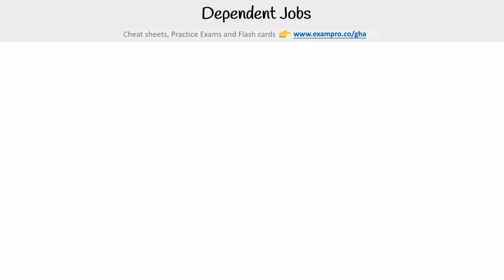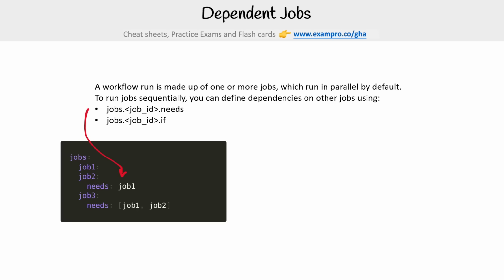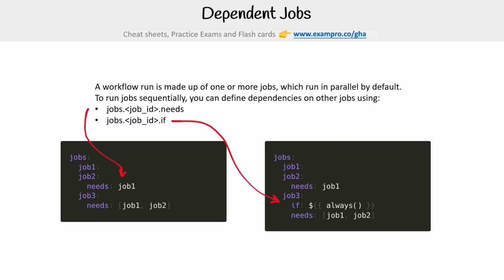Hey, this is Andrew Brown, and we're looking at dependent jobs. So a workflow run is made up of one or more jobs which run in parallel by default. To run sequentially, you can define dependencies on other jobs using the jobs.needs or if. So here we have an example of us using the needs. So it says job 2 needs job 1 to complete. And then on the other side, we have the if with the need. So you use it in combination to say always, if always, which is not a really good job because that means it's always going to require that. Always needs job 1 and job 2. So there you go.